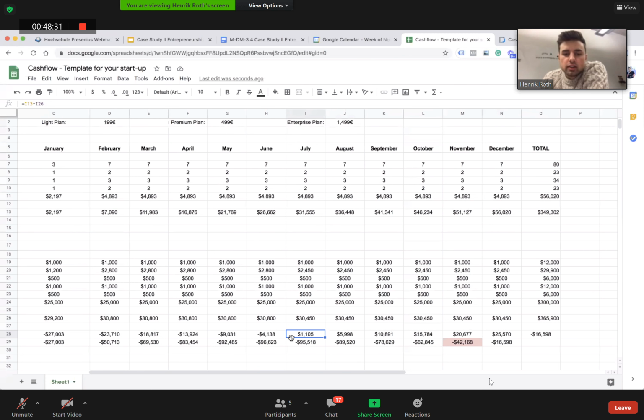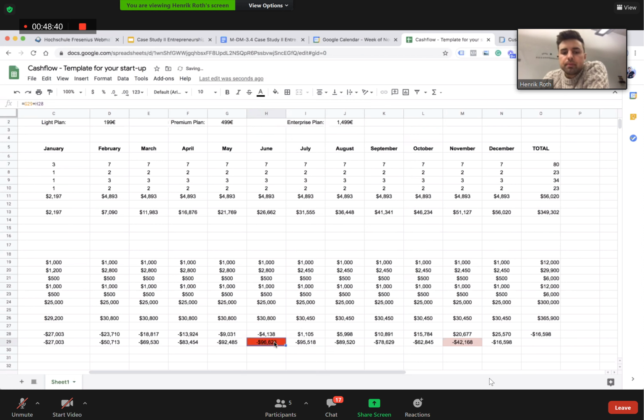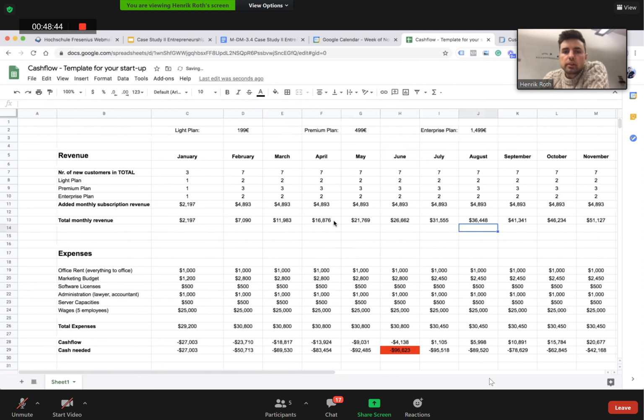Hey, and we only need 96,000 euros from the investor. So much less than before, right? So this is very nice.